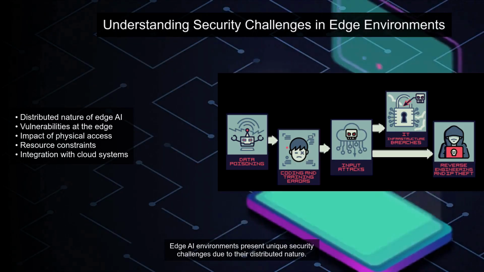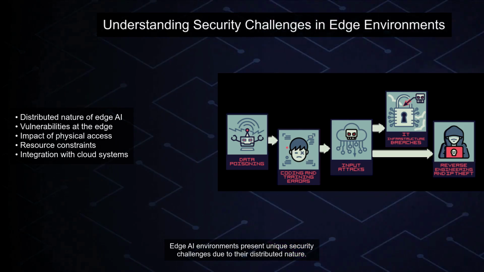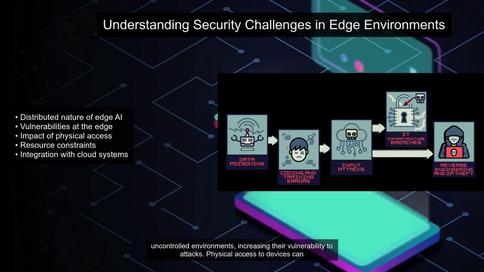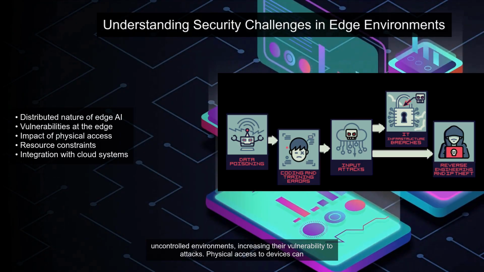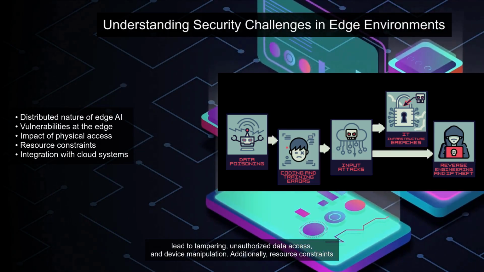Edge AI environments present unique security challenges due to their distributed nature. Unlike centralized systems, edge AI systems operate across various locations, often in uncontrolled environments, increasing their vulnerability to attacks. Physical access to devices can lead to tampering, unauthorized data access, and device manipulation.